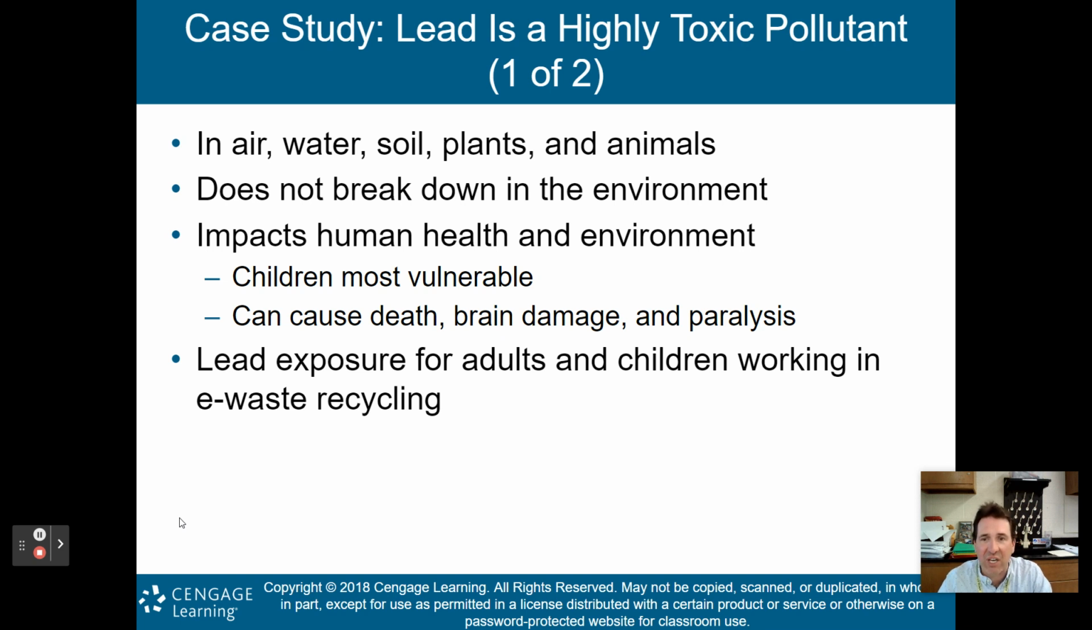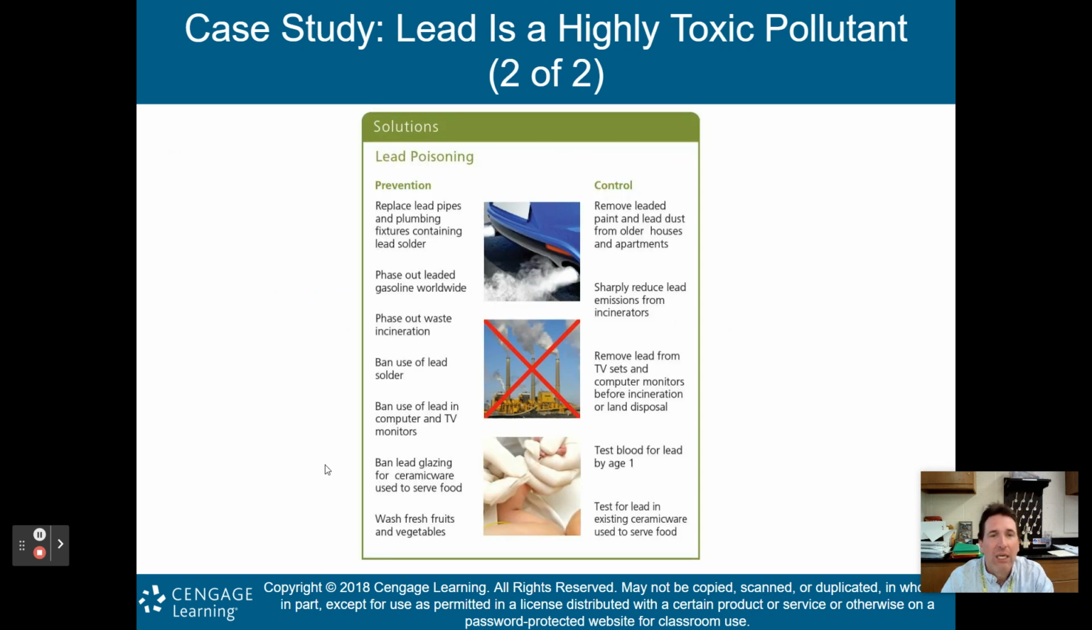Lead exposure for adults and children working in e-waste recycling, right? We spoke about that in a previous chapter. One of the issues, the toxic chemicals in that electronic waste, is the lead. So here are just some solutions and prevention and control of lead poisoning. Again, this was a much bigger issue back in my day, but obviously still an issue today.